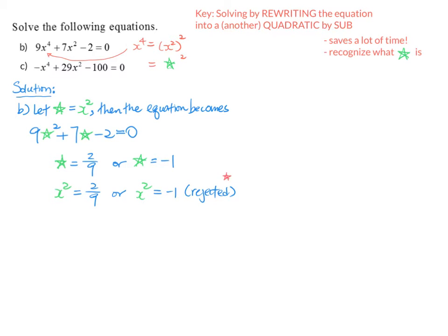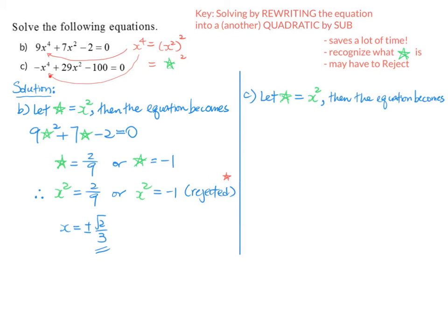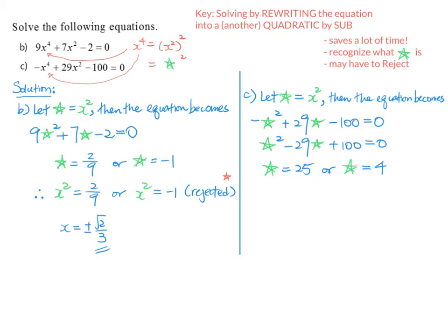Now here's the trick: because a square cannot be negative, never, this one has to be rejected, and so this gives us these answers. So be careful, we may have to reject some answers, in this case like that. So for part C, recognizing this, we do the same substitution here. We start out with this, then we switch the signs for everyone here because we want the a to be positive. So in this case, star equals 25 or 4, nothing to reject. You have actually 4 solutions, 4 answers, 4 roots.